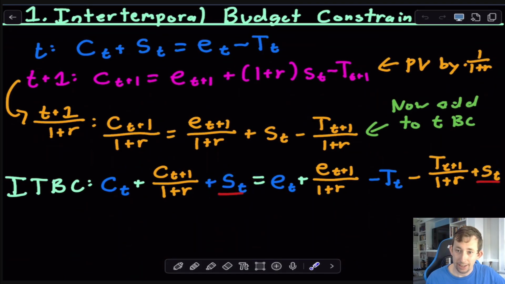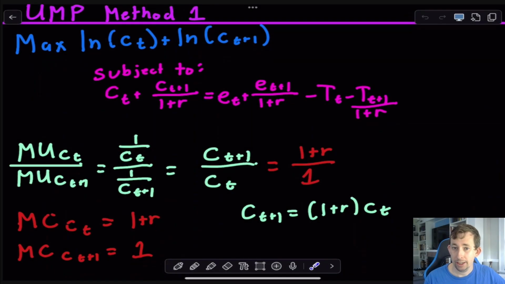On the right-hand side, I've got basically my income. So this is the present value of my lifetime income. This is the present value of the lifetime taxes, which means that the right-hand side is the present value of my lifetime net income of taxes. Now that we've got our budget constraint, we're all set to just talk about the utility maximization problem.